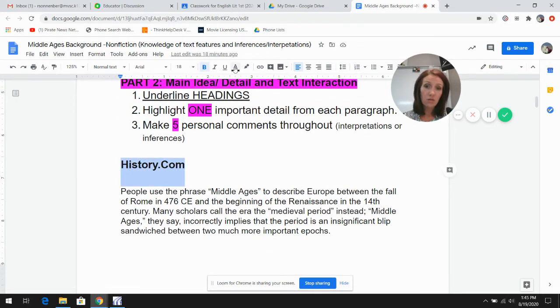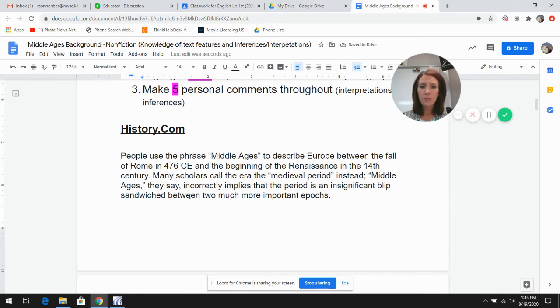History.com is the source that I got this from. It's a credible source that gives me a nice overview of the time period, so I'm going to underline that. As I read the first paragraph, I scan and it says people use the phrase Middle Ages to describe Europe between the fall of Rome in 476 CE and the beginning of the Renaissance. Many scholars refer to this as the medieval period instead, because they say the Middle Ages incorrectly implies that the period is an insignificant moment sandwiched between two more important peaks. So I scan the paragraph and go back to try to pull out the detail.